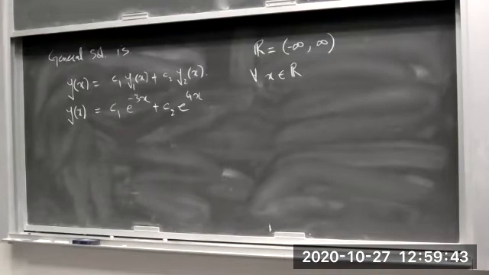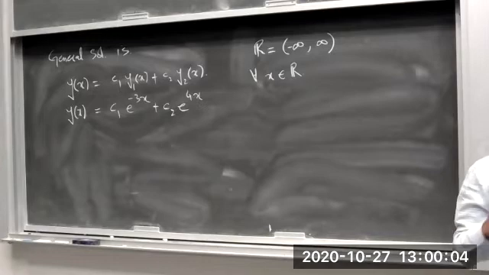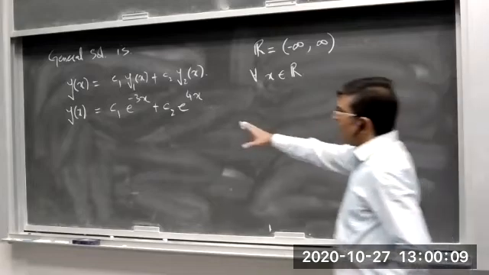If the functions are dependent on each other, for example, if I write y2 as 3 times e raised to the power minus 3x instead of e raised to the power 4x, it means y2 is dependent on y1. y2 can be written as a linear combination of y1. Then these two functions do not form the fundamental set. Then we cannot write the general solution in this way.